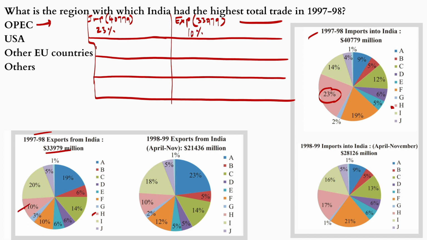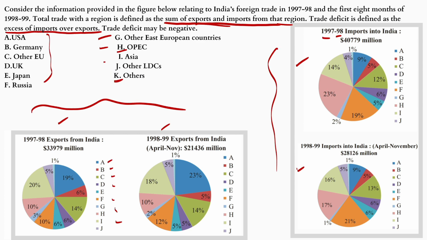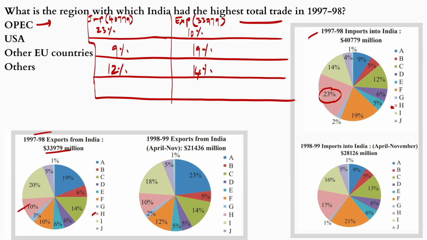What about USA? For USA, the import percentage is 9 and the export percentage is 19%. What about other EU countries? Other EU countries, 12% is the import percentage and 14% is the export percentage, and others are represented as alphabet K, right? So other countries are represented with alphabet K. So the import percentage for others is, say, this one. So here K is 1%. This is for exports, and for imports it's also 1%. So here this color represents K. Okay, so this is 1% and the export percentage of K is 1%. Now, as we know, the total trade is the sum of imports and exports.